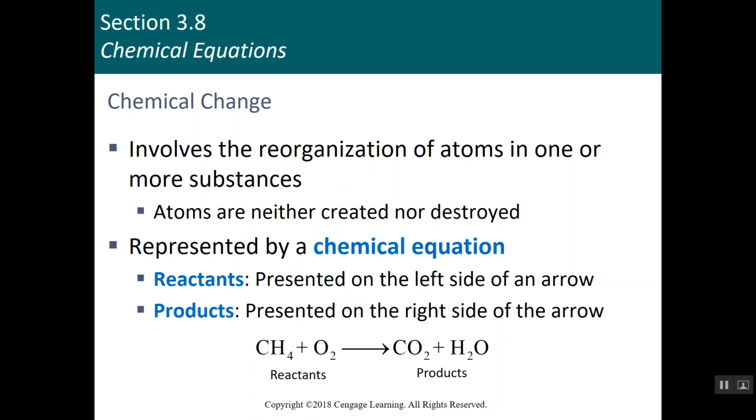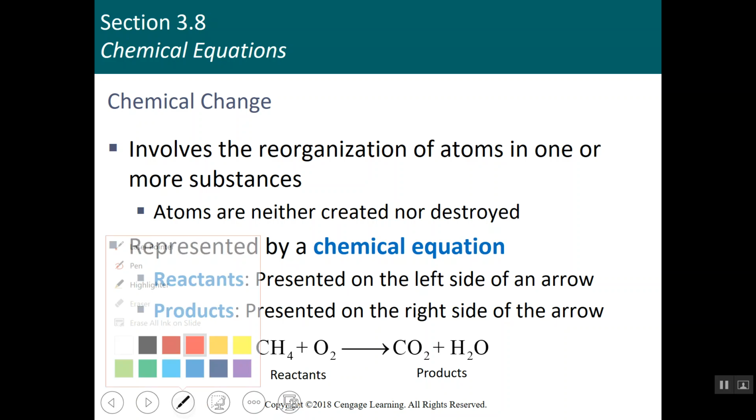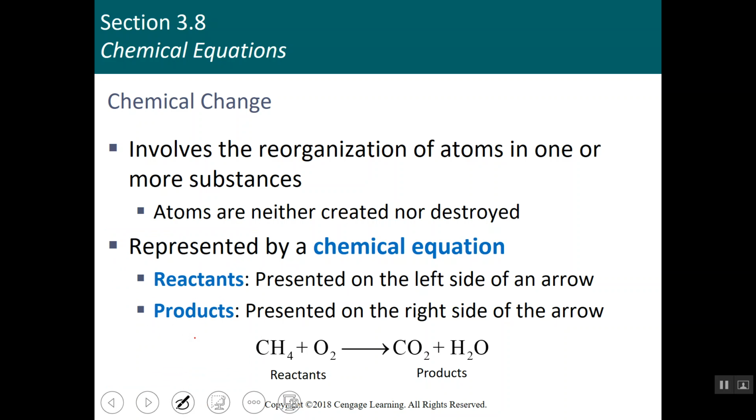When you write a chemical equation, you write the reactants on the left side of the arrow and the products on the right side of the arrow. So anything on the left is what you start with, anything on the right is what you end up with. Occasionally there'll be something written on the arrow that represents some things that need to happen in order for the reaction to proceed.